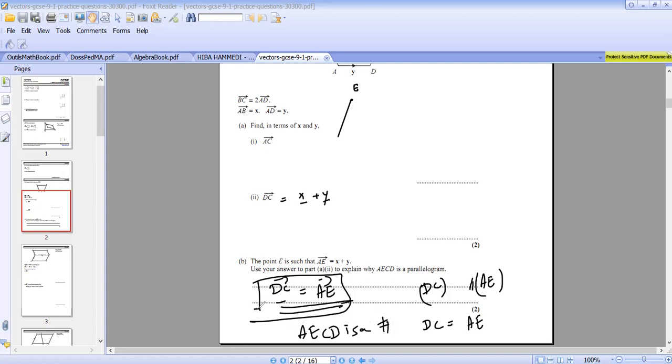So this is exactly what I have, because from a previous question, I showed that DC is equal to X plus Y. And this is exactly the value of AE. So this is what I conclude, that AECD is a parallelogram. Right, so this is for the first 3 questions in the worksheet.